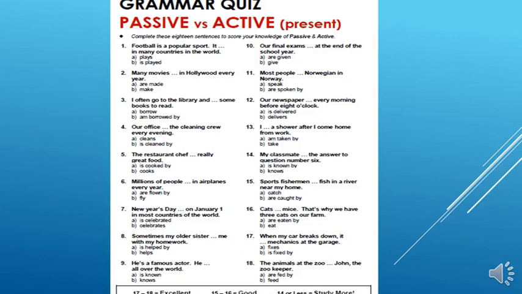9. He's a famous actor. He dash all over the world. I would find it impossible if he knows all the world, so I would say that is A, is known, a passive sentence. 10. Our final exams dash at the end of the school year.